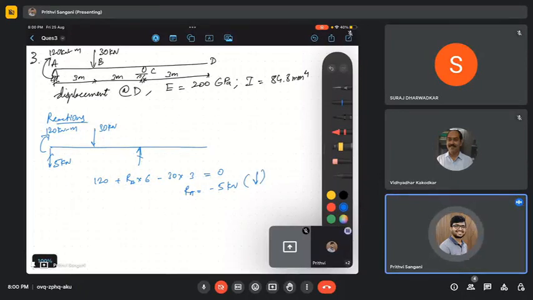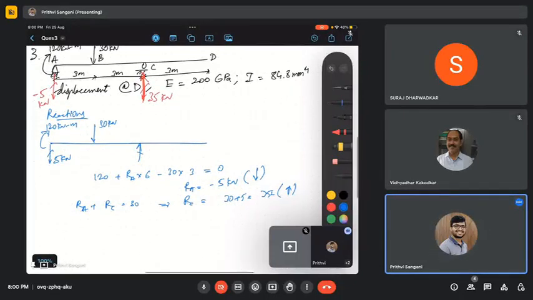What about RC? RA plus RC is 30. That implies RC is 30 plus 5, that is 35. Should be plus. I'll just move on. This is 30, this is minus 5, and this is upwards 30, 35. Fine.